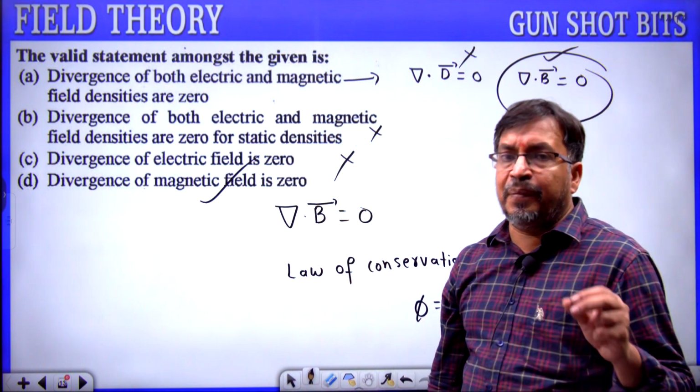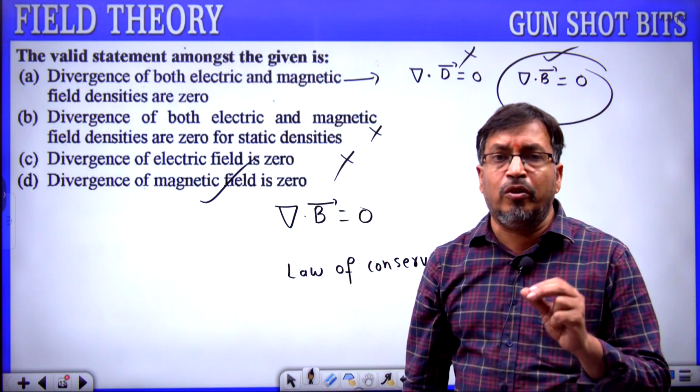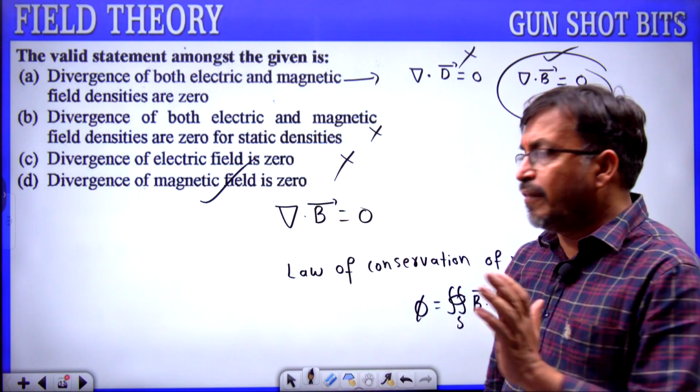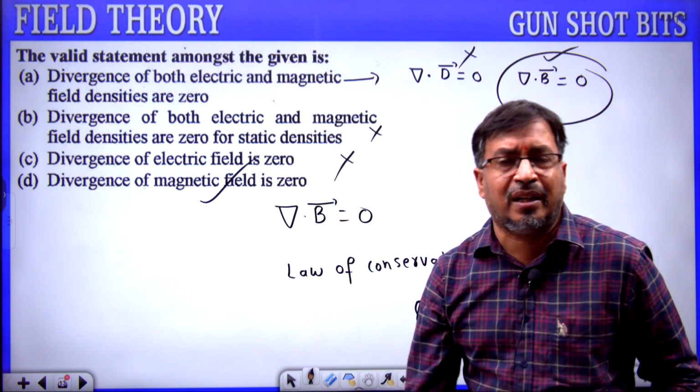Option D is correct. Remember, in electrostatics the divergence equation is 0 only for the magnetic field. Divergence of D is not equal to 0. Hence, option D is the correct answer.